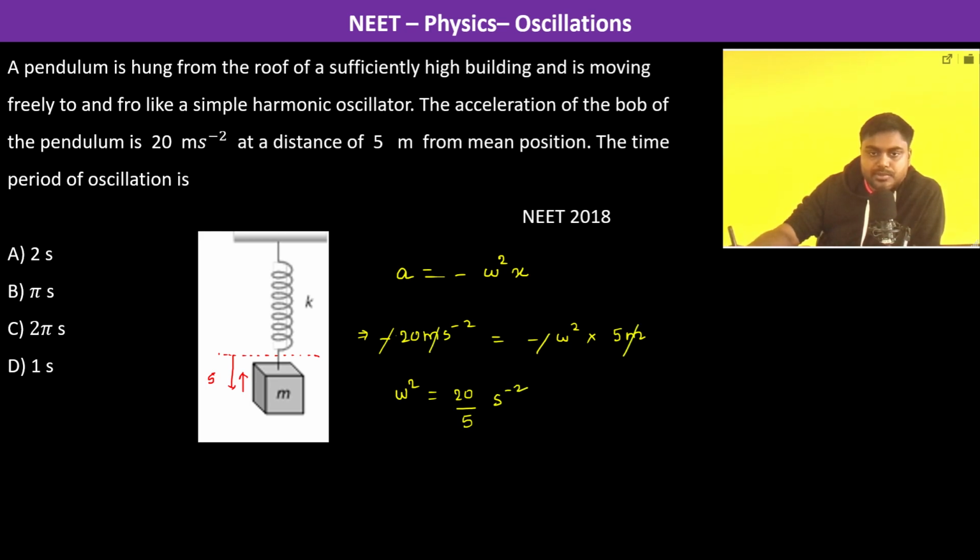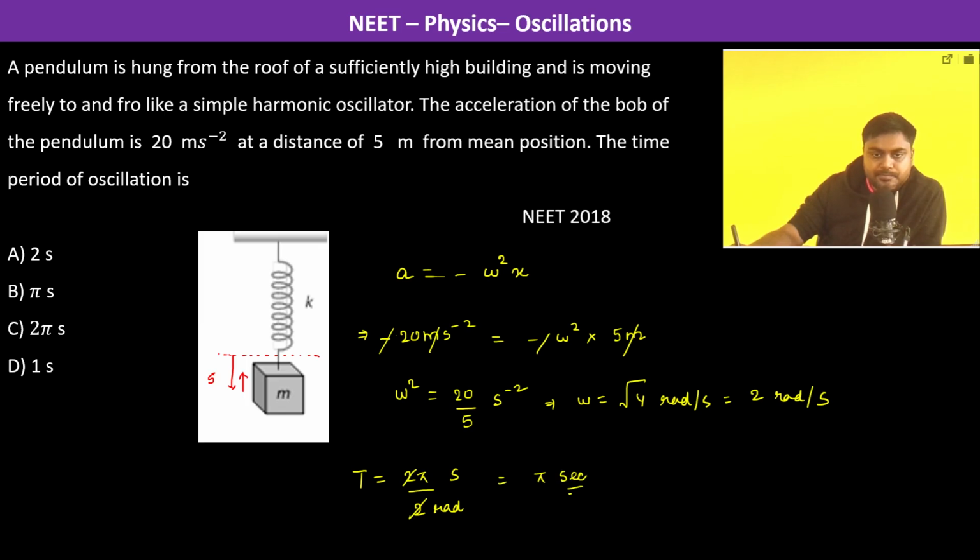Meter is gone. So therefore omega is going to be root over 4 radian per second, which is 2 radian per second. So therefore the time period is going to be 2 pi by omega, which is 2 pi by 2 radian per second. Gone. So this is pi seconds. So therefore the answer is going to be B.